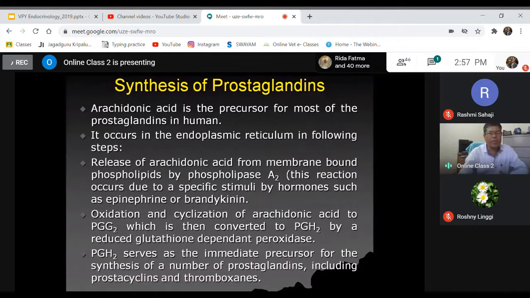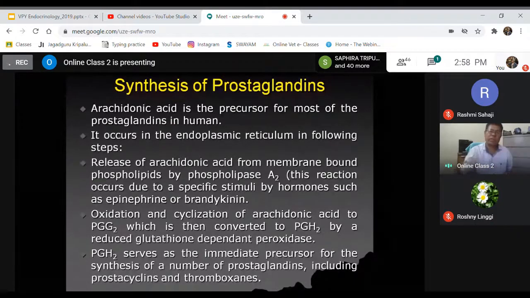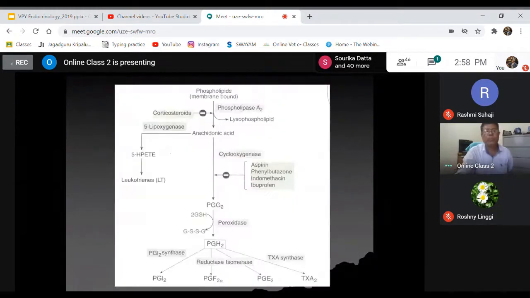Then PGH2 serves as the immediate precursor for the synthesis of a number of prostaglandins, including the prostacyclins and the thromboxanes. Earlier in the first slide, when we discussed the prostaglandins, we saw related compounds, that is, prostacyclin, thromboxanes, leukotrienes, and all that. All these are synthesized from a common precursor.